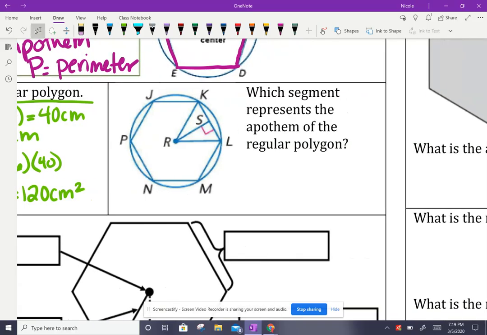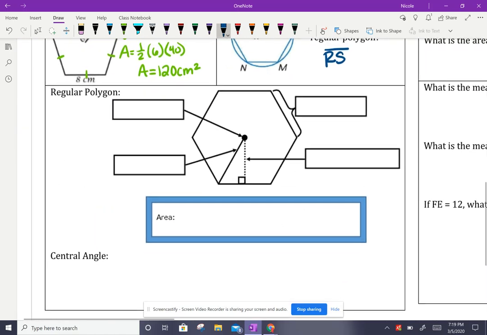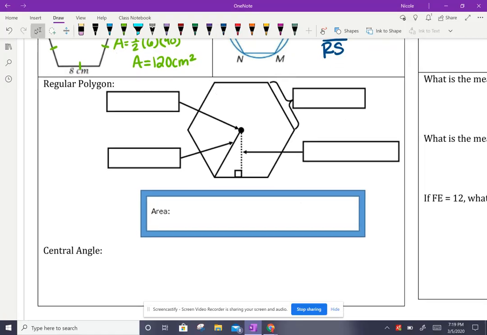Okay, let's take a look at another. It says, which segment represents the apothem of the regular polygon? It says what segment, so you're not using a single letter. Remember, a segment. So our S is our apothem. Now let's break down some more information about finding the area of a regular polygon.